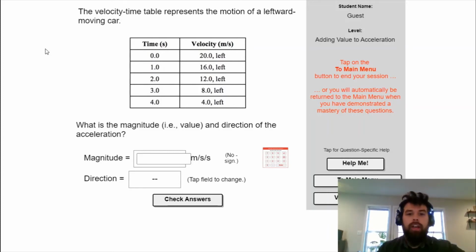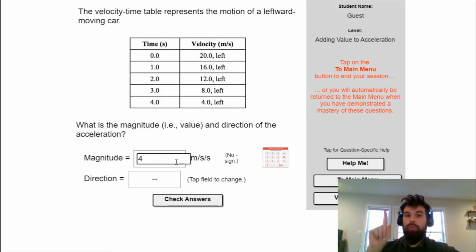Well, let's see. His velocity at time 0 is 20. At time 1, it goes down to 16, which is 4 less meters per second. And then he moves down to 12, which is 4 less again. Then 8, that's subtracting another 4 from it. And then 4, well, that's subtracting another 4 from it. So it seems like his velocity goes down by 4 meters a second every second. So we already know our magnitude is going to be 4 meters a second every second.